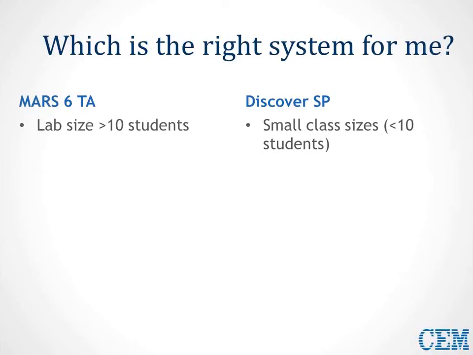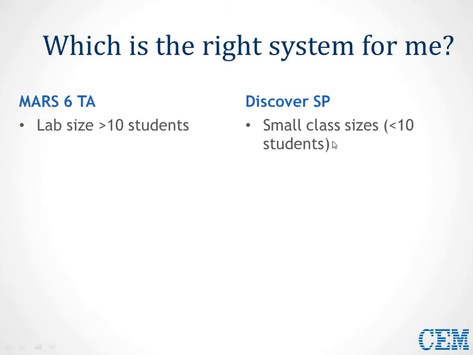In a Mars system, when you have a laboratory where you're going to be running more than about 10 students, you're going to want to use probably the Mars system. And again, this is the parallel synthesis system, so it allows you to run up to those 24 vessels. So it allows you to run those larger laboratories still very quickly.